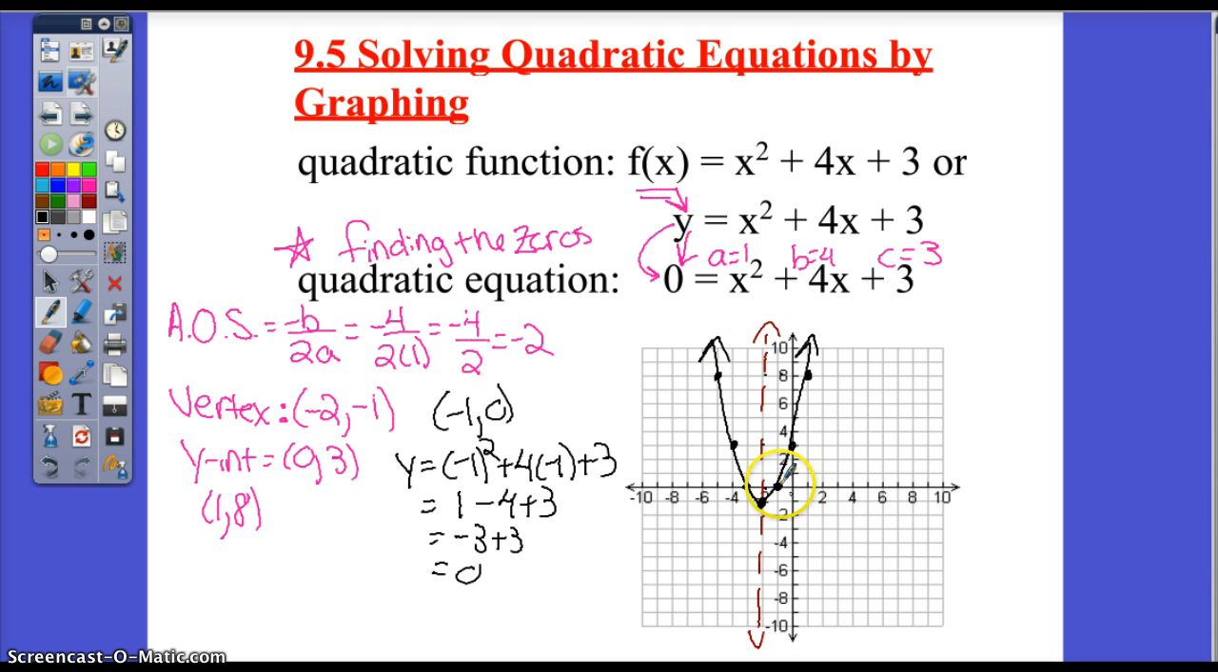So we know our zeros are -1 and -3. So when we solve this equation, to make y equal to 0, it was x equals -1 and -3. So -1 and -3 are our answers, and we can see that right from the graph.